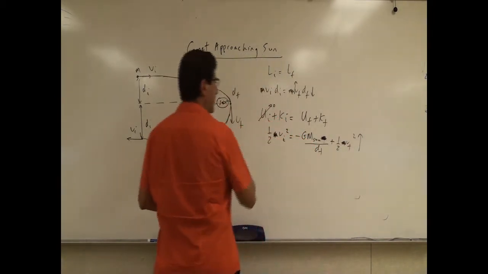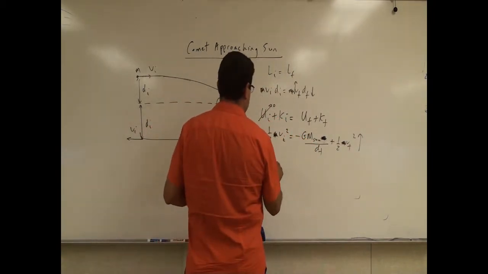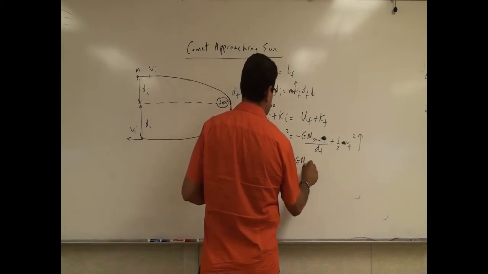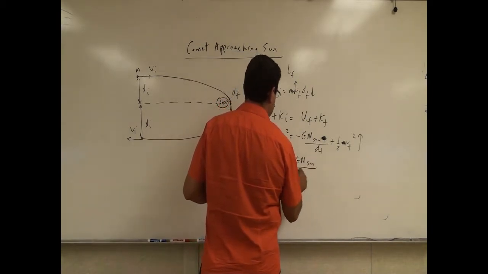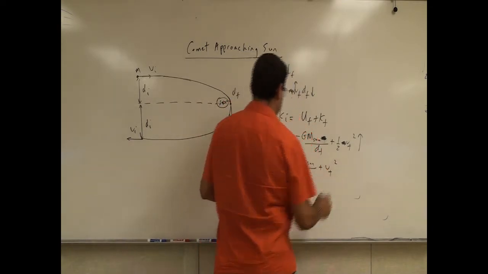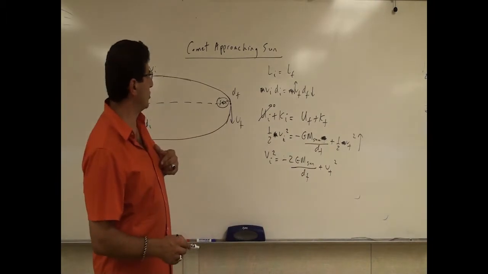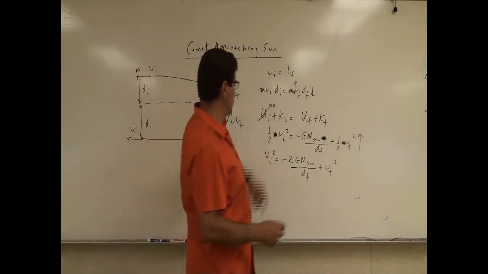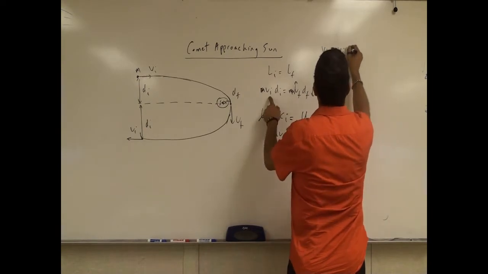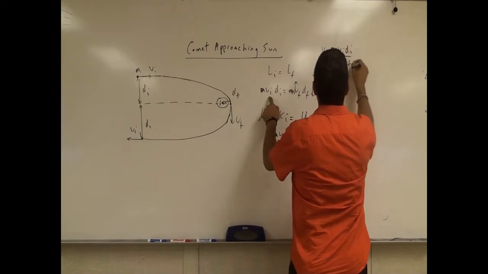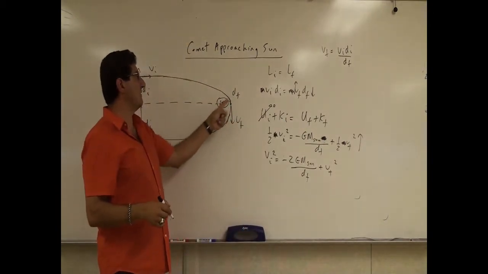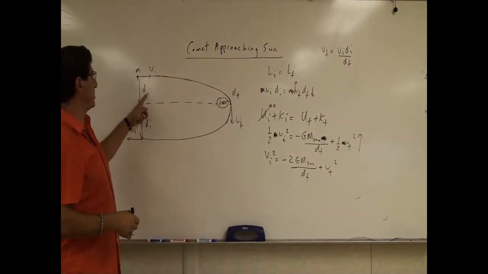I can multiply everything by 2, and I have here v initial squared is equal to negative 2g mass of Sun over d final plus v final squared. Okay? So then what else do I know here? Well, I know v final is equal to v initial d initial over d final, right? I'm more interested in getting an equation for d final in terms of v initial and d initial.